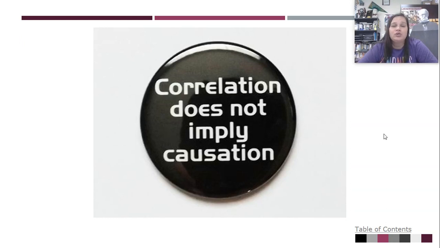So again, correlation does not equal causation. It predicts, but we can't say that one causes the other.